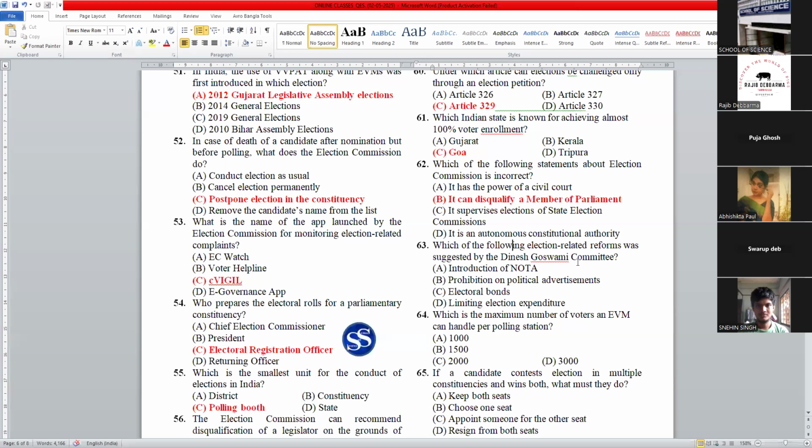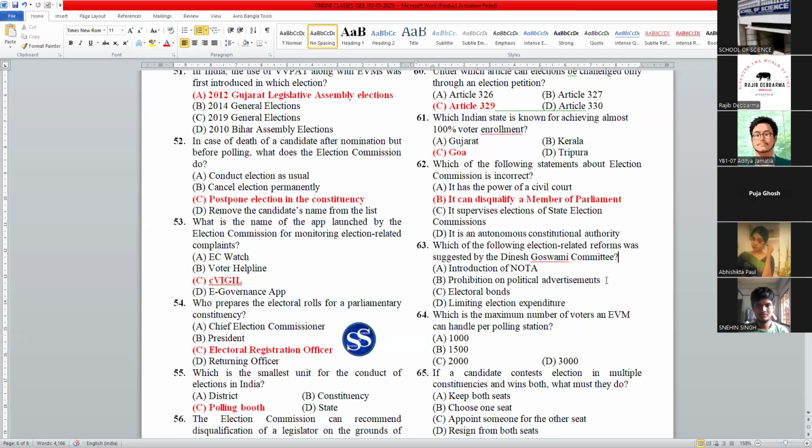Question number 63. Which of the following election-related reforms was suggested by Dinesh Goswami Committee? Introduction of NOTA? No. Option D, limiting election expenditure, sir. The right answer is limiting election expenditure. The Dinesh Goswami Committee was set up in 1990 to look into the reforms in the electoral systems. One of the key recommendations was to limit election expenditure for political parties and candidates. This was to ensure that elections remain fair and not overly influenced by money power.